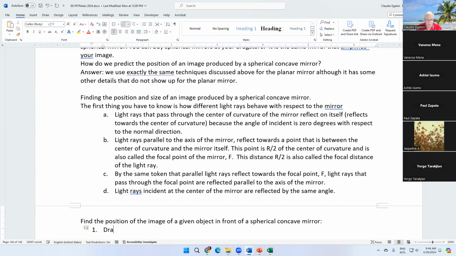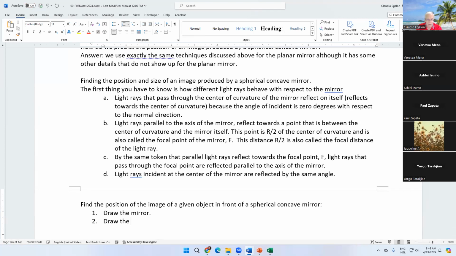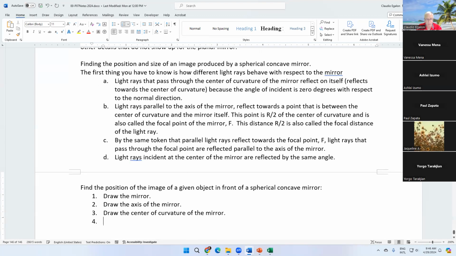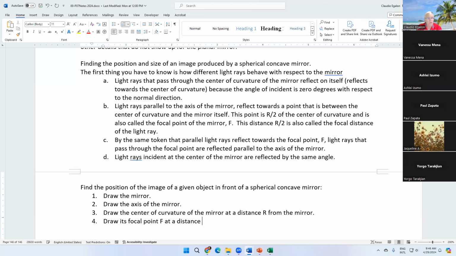What do you do first? Draw the mirror, draw the axis of the mirror, draw the center of curvature of the mirror at a distance r from the mirror, draw its focal point f at a distance r over 2, equal to the focal distance. Draw the object in front of the mirror.